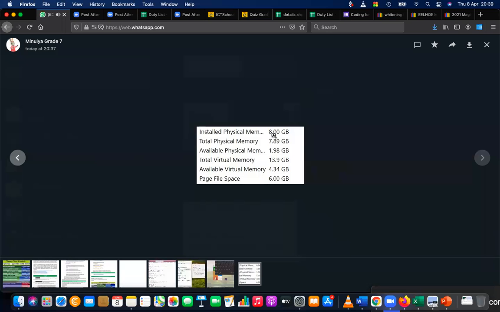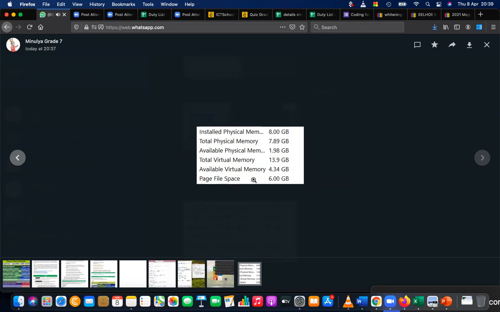Installed physical memory is 8 GB. That is the RAM. Physical memory is the RAM. Total physical memory available to you is 4.89 because some part of RAM is still occupied. And the availability is 1.98 because the other part is utilized for the programs that are currently running.